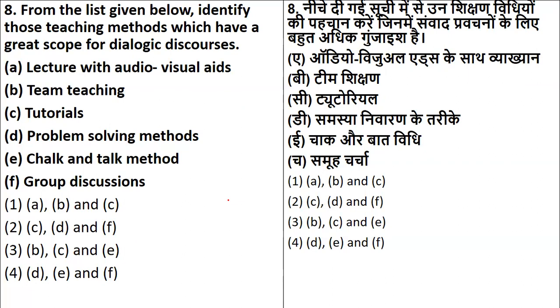Here also students get confused a lot. So let's see, what are the options which result in or have a scope for dialogic discourses? Anyone who does not know dialogic discourse, it means a social relationship you can tell, intellectual openness you can tell, creative thinking you can tell.